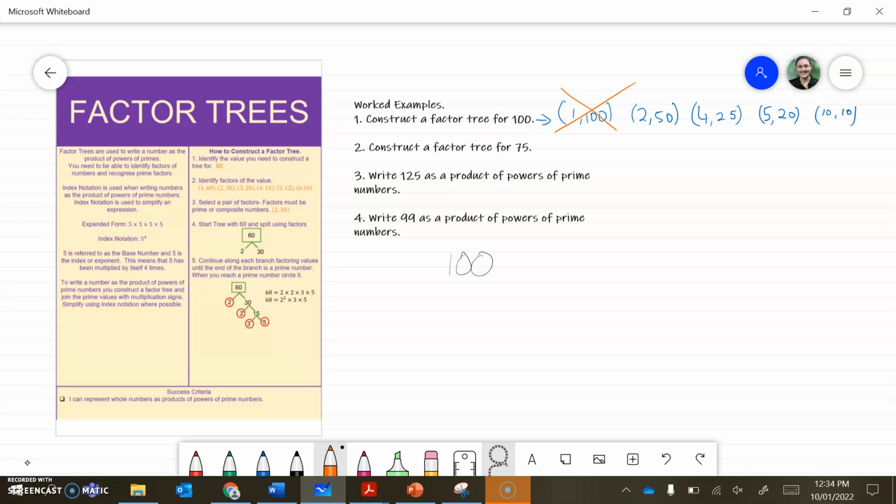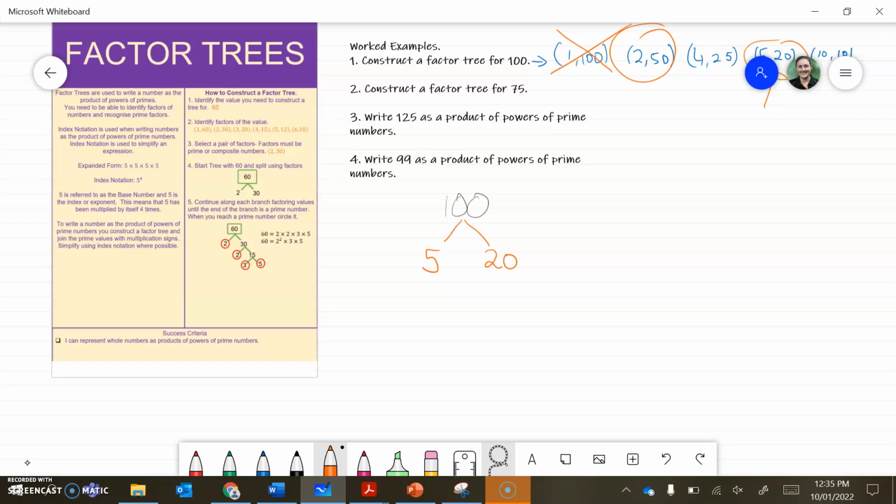I'm going to choose one where one of the values is already a prime number. So I'm going to either choose 2 and 50 or 5 and 20. For this case, I'm going to choose 5 and 20. So I split 100 into 5 and 20, because 5 times 20 is 100. I then have a look at those two and I say, okay, 5 is prime, so I need to circle that to say that that's the end of that branch.